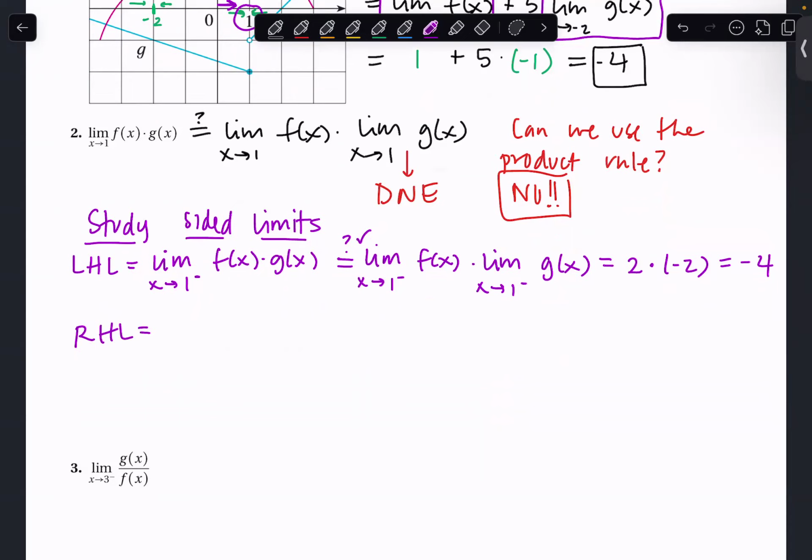And now all I need to do is decide what happens on the right-hand side. If they disagree, the limit does not exist overall. If they agree, that's exactly what the overall limit will approach. So same idea, except now, instead of a minus in the power, I'm going to have a plus in the power to tell me right-handed limit. I still need to check, can I use this quotient rule, product rule? Do I actually get an answer for both of these pieces?